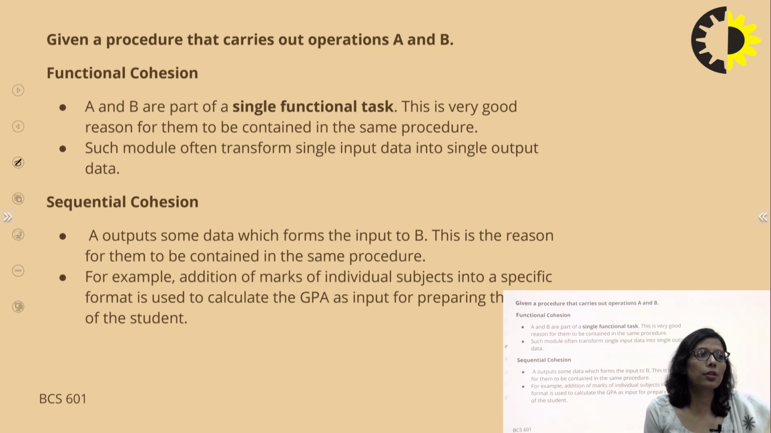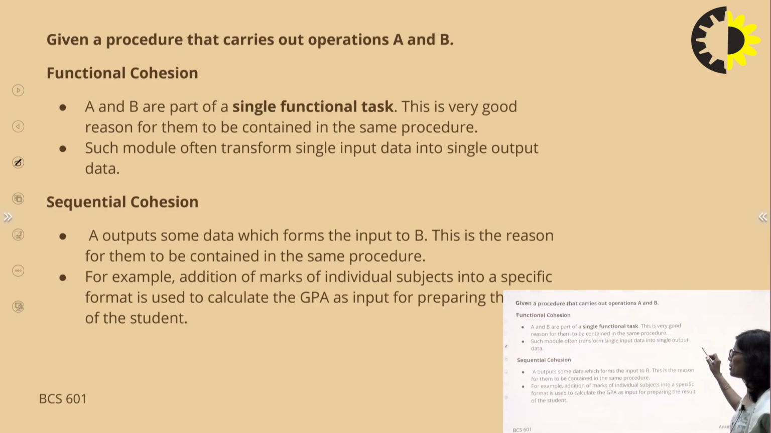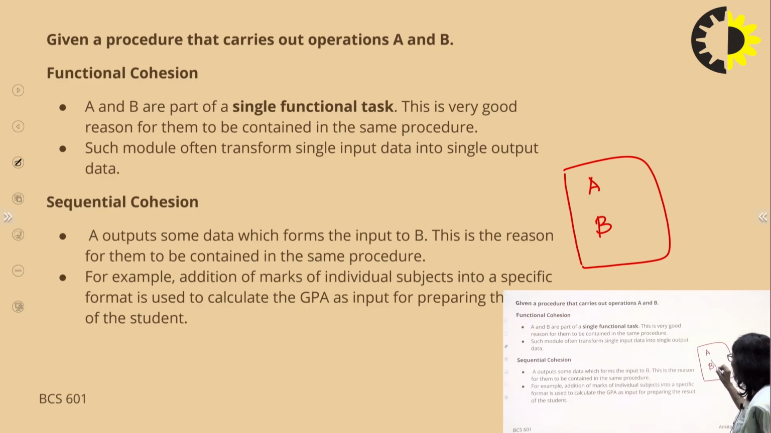Next is your sequential cohesion. It says that A outputs some data which forms the input to B. So, I have one module in which I have two operations, and A is emitting data which B is consuming, and therefore they are kept in one module.